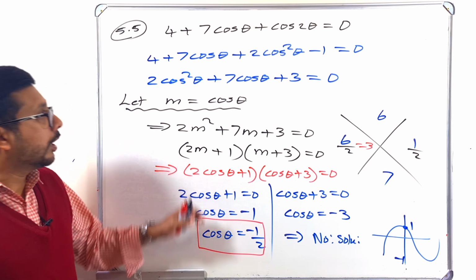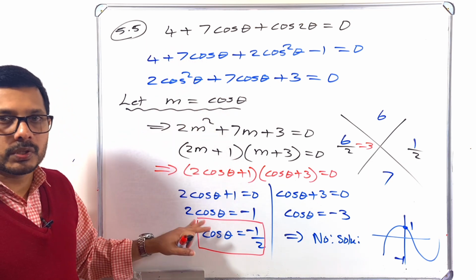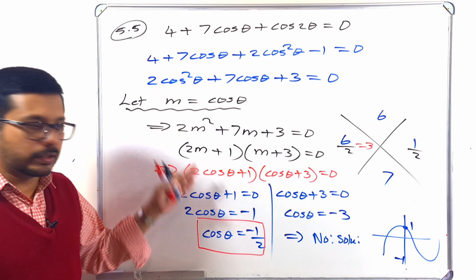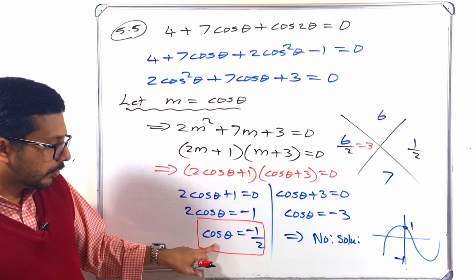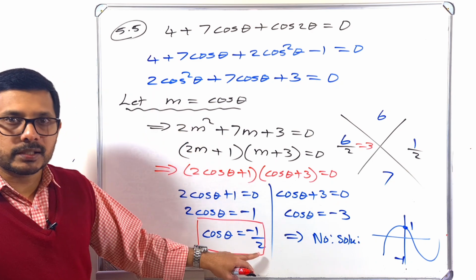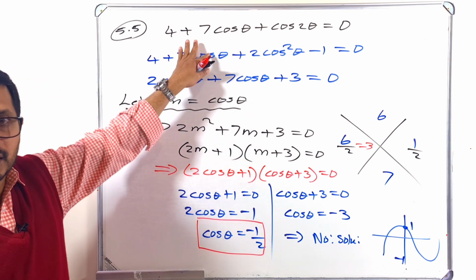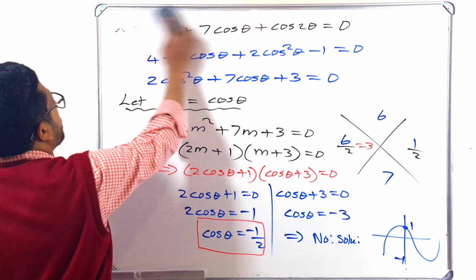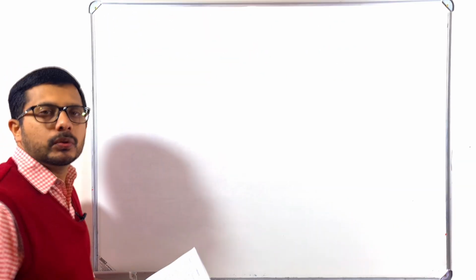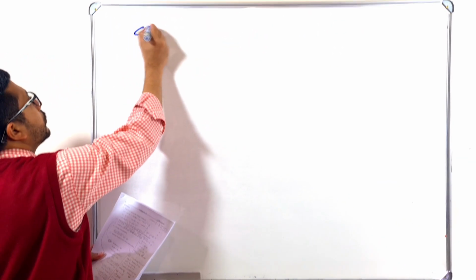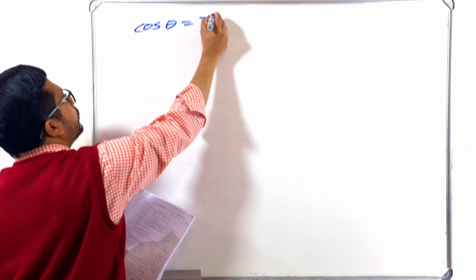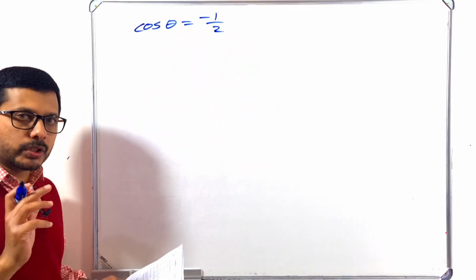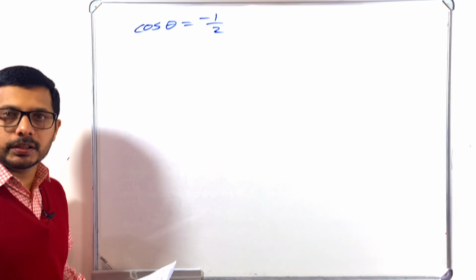Okay, so I'm going to erase this one now. Those who didn't write, you have to pause the video, write it, then watch the remaining. So now our equation is cos theta is equal to minus half. I'm going to write it right here. Don't forget our question. We have to find the general solution.